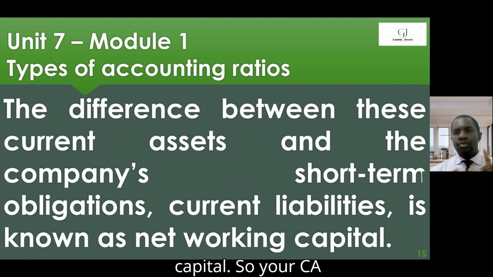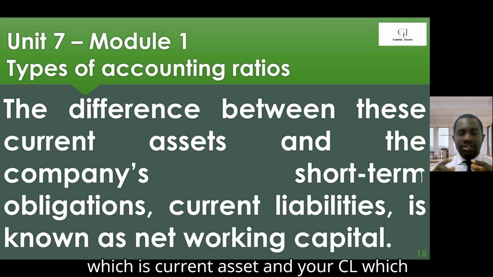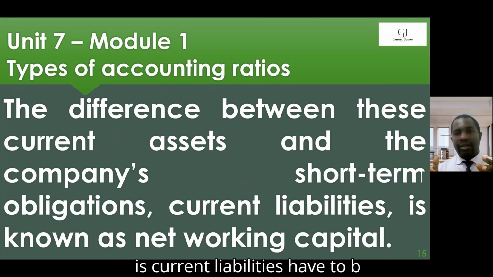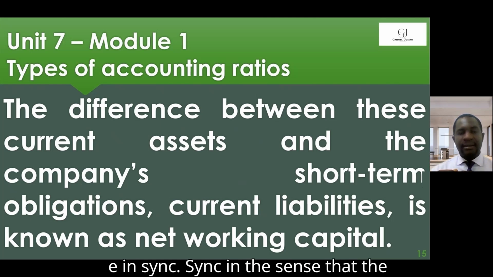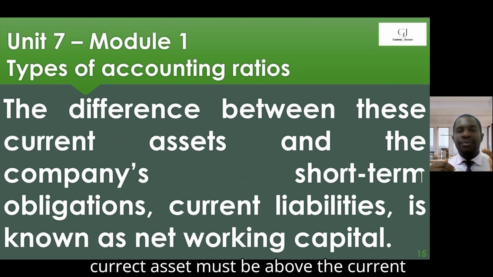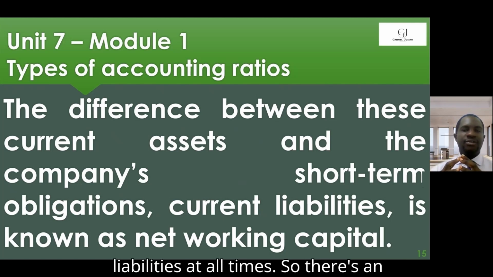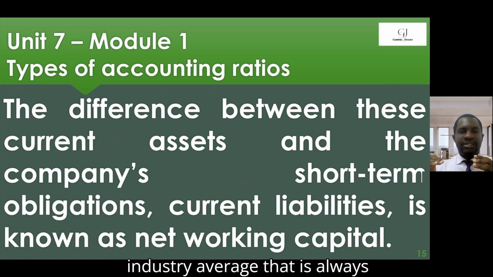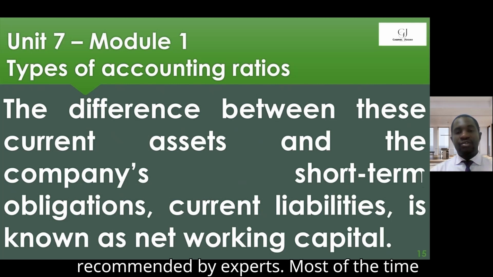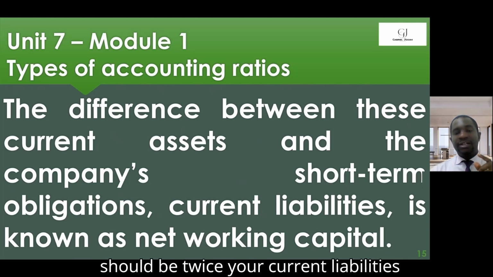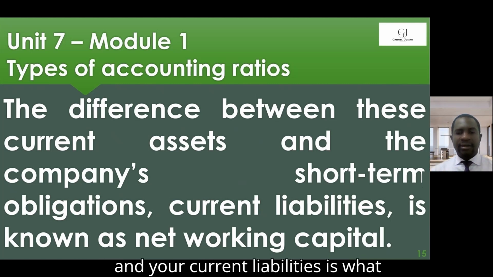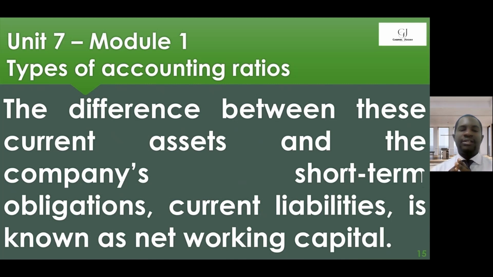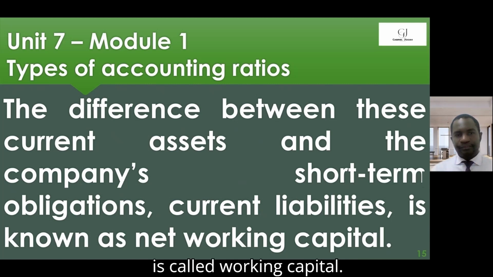So your CA, which is current assets, and your CL, which is current liabilities, have to be in sync. Sync in the sense that the current assets must be above the current liabilities at all times. There's an industry average that is always recommended by experts. Most of the time, it's recommended that your current assets should be twice your current liabilities to stay afloat in any business. So the difference between your current assets and your current liabilities is what is called working capital.